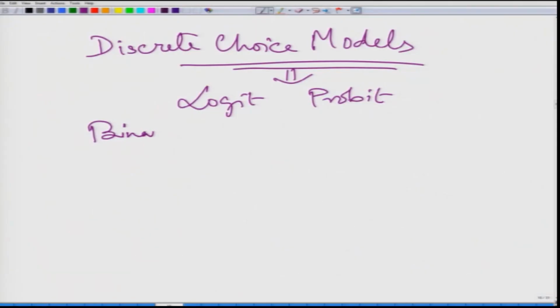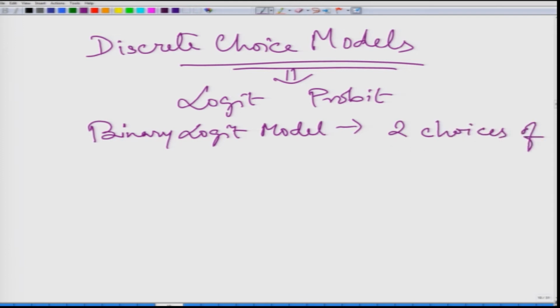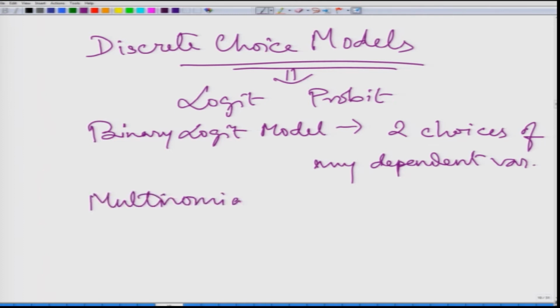If there is a dichotomous model, that means whether I go for a health checkup or I don't go, two choices or two categories of my dependent variable. If there is more than two categories of my dependent variable, then we have multinomial logit.